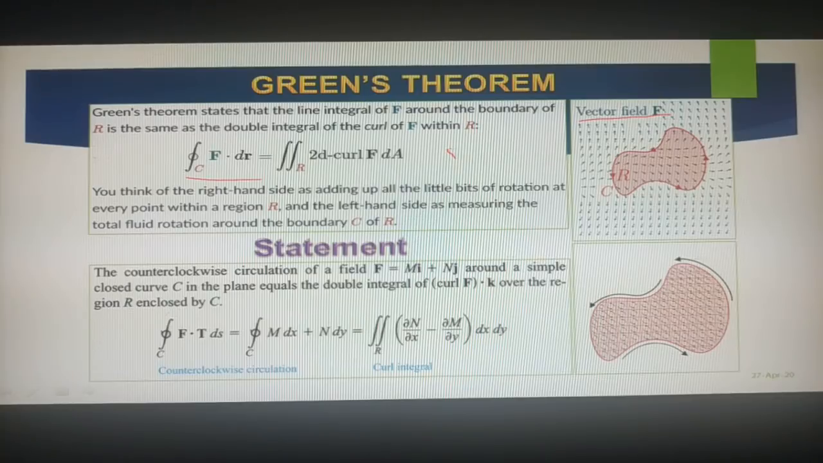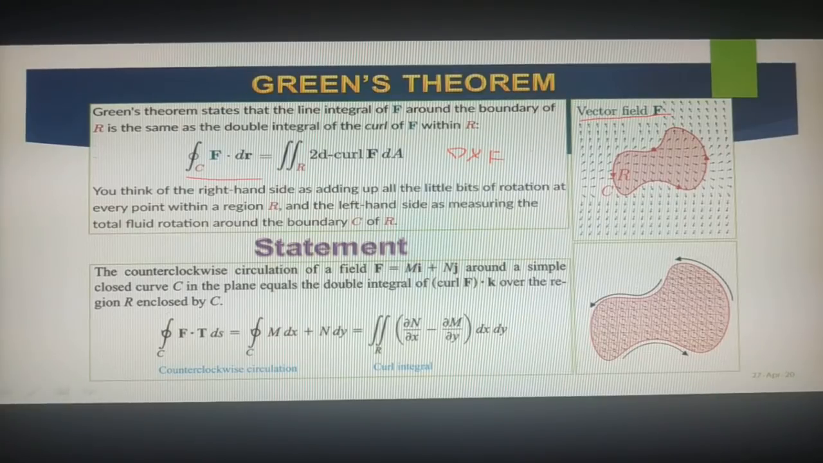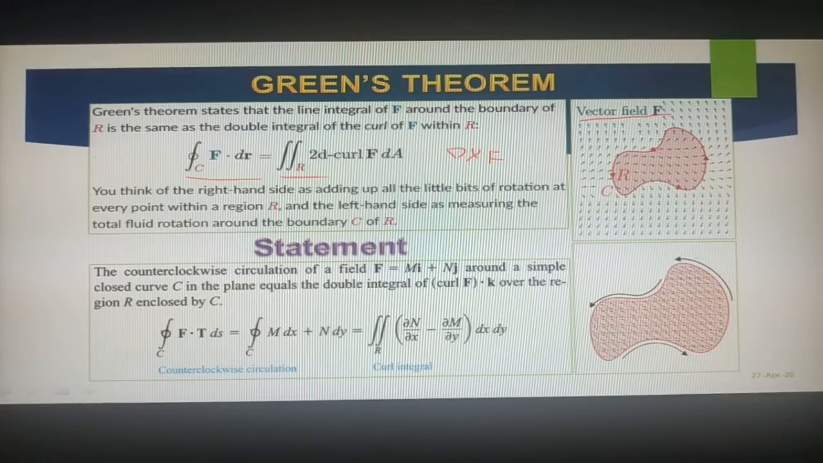that is, del cross f bar at each point. You know the meaning of curl, it's a rotation, right? The measure of rotation at that point becomes your curl f bar, or del cross f bar. So all these tiny bits of rotation at every point within this region, when you add them up, will be equivalent to this double integral over R of 2D curl f dA.